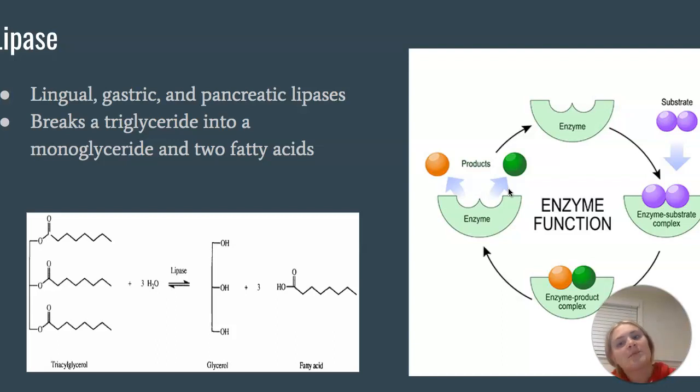So you can see on the diagram to the right how the enzyme works. So it's going to bind to the substrate, which is the triglyceride. It'll form an enzyme substrate complex, which will facilitate the breakdown or the hydrolysis reaction to break it into smaller parts, and then the product is released.